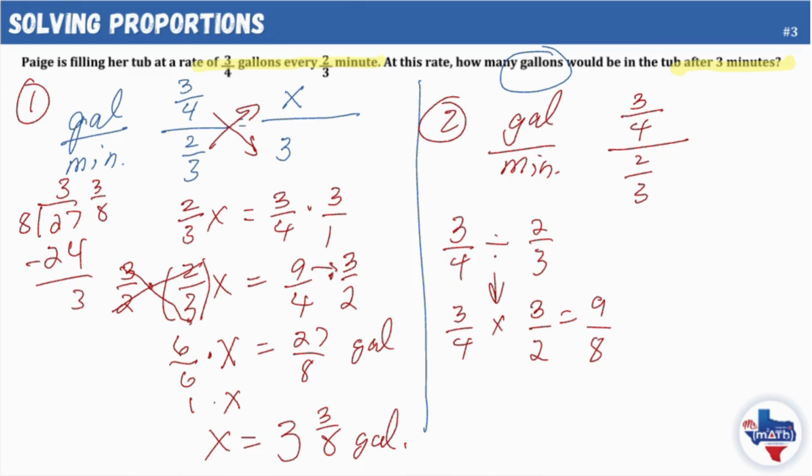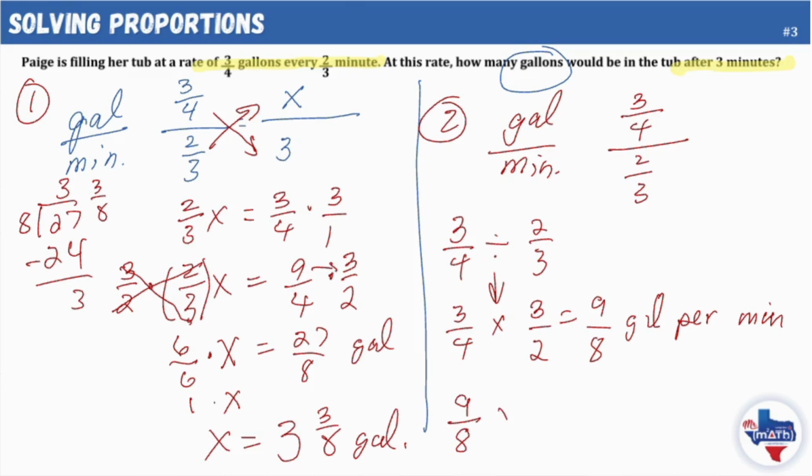Okay? So this tells us that there's 9/8 gallons per minute. That means every minute there's 9/8 of a gallon, or 1 1/8 gallon going in the tub every minute. So if we take the 9/8 and multiply that times 3, that will tell us how much water is in the tub.